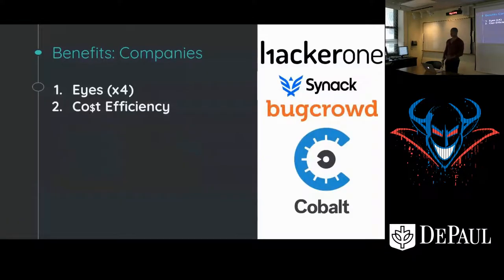So next is going to be cost efficiency. Hugely efficient for corporations to be doing this. If the average security researcher, penetration tester, whatever you want to call them, makes between $70,000 to $150,000 a year, combine that with benefits, you know, dental, 401k, whatever it is, it's going to end up costing around $200,000 plus per individual they have on their security team.